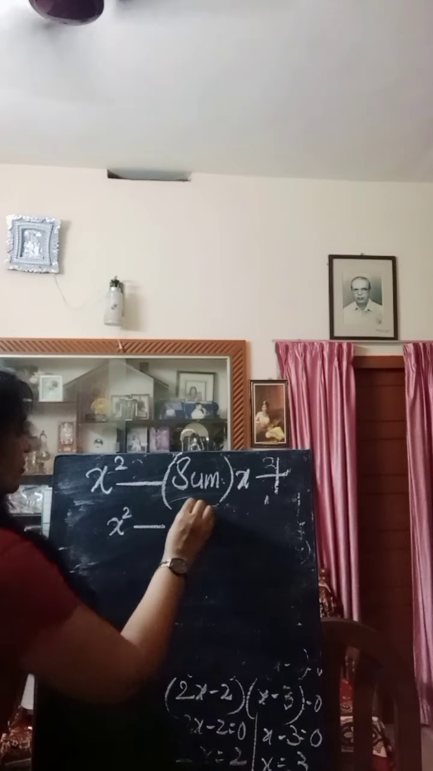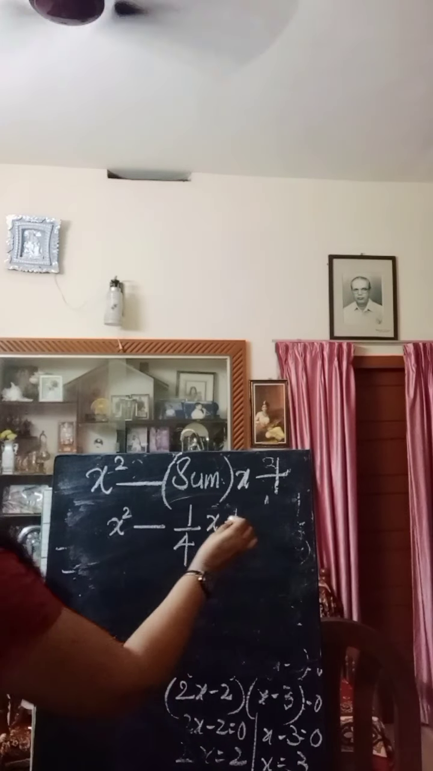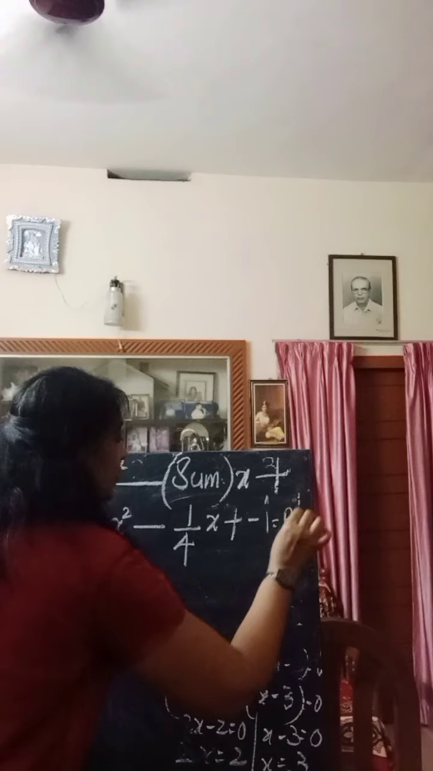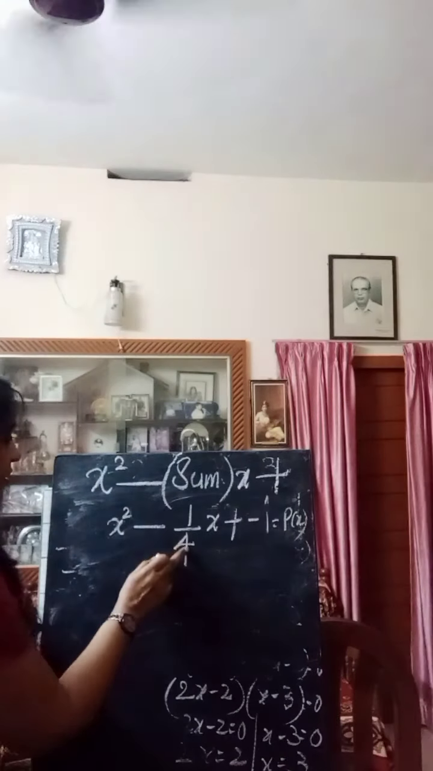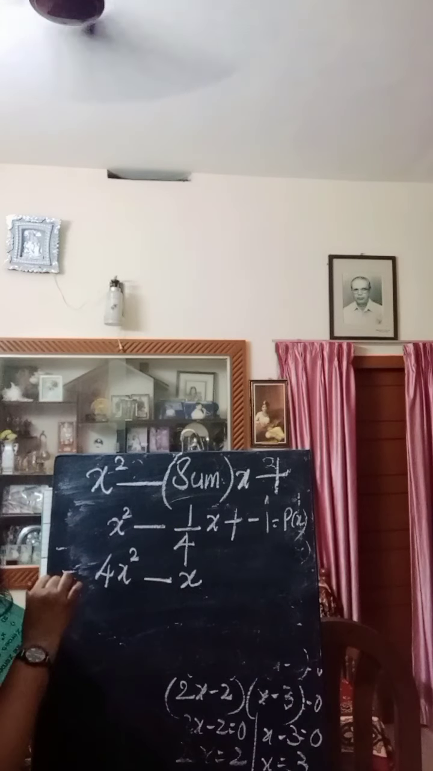1 by 4 sum and negative 1 product. So how to write that example? So here x square minus sum. Sum is 1 by 4, so 1 by 4 x plus product. Product is negative 1, so this is negative 1. Don't write that equal to p of x yet. And never write it in the form of a fraction, so you have to carry over, that is, take the LCM. So this 4 will go to this side. So 4x square minus x, and this 4 will go, minus 4, equal to p of x. This is 4x square minus x minus 4 whole divided by 4.